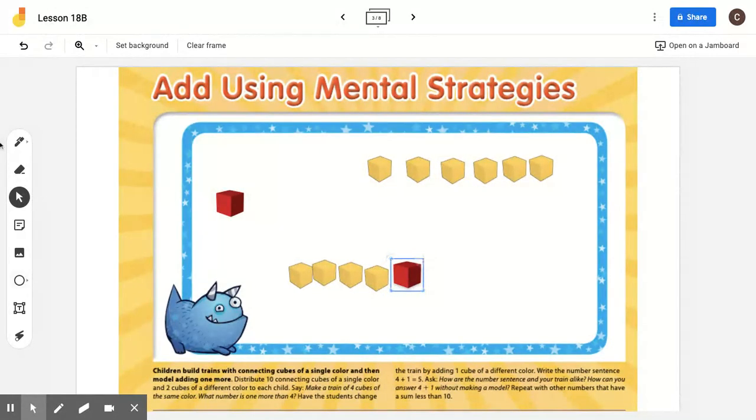So our number sentence, if we were to look at it, would be 4 plus 1 equals 5, right? So how are the number sentence and the train alike? Yeah, we see that there are 4 yellow and 1 red, and 4 plus 1 makes 5. Very good. Let's see if we can think of it another way.